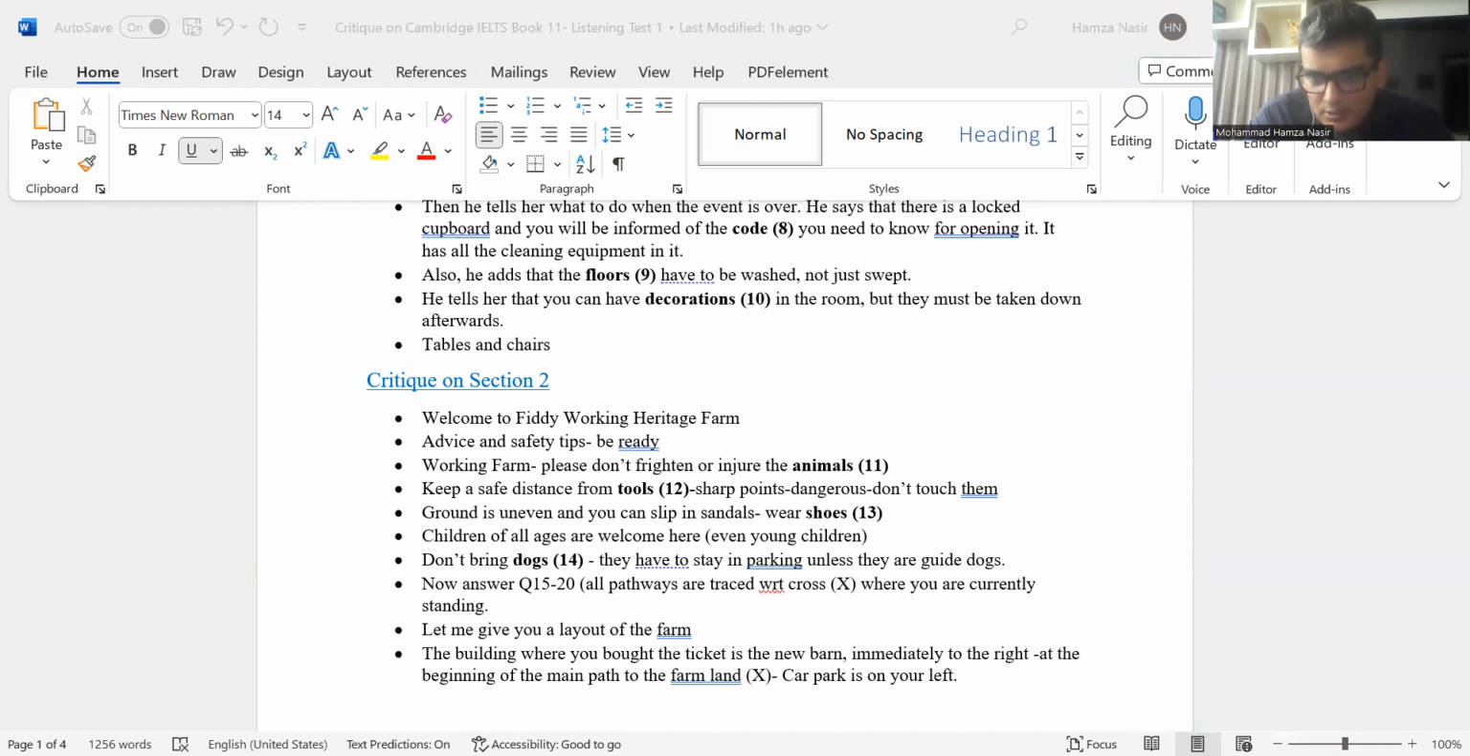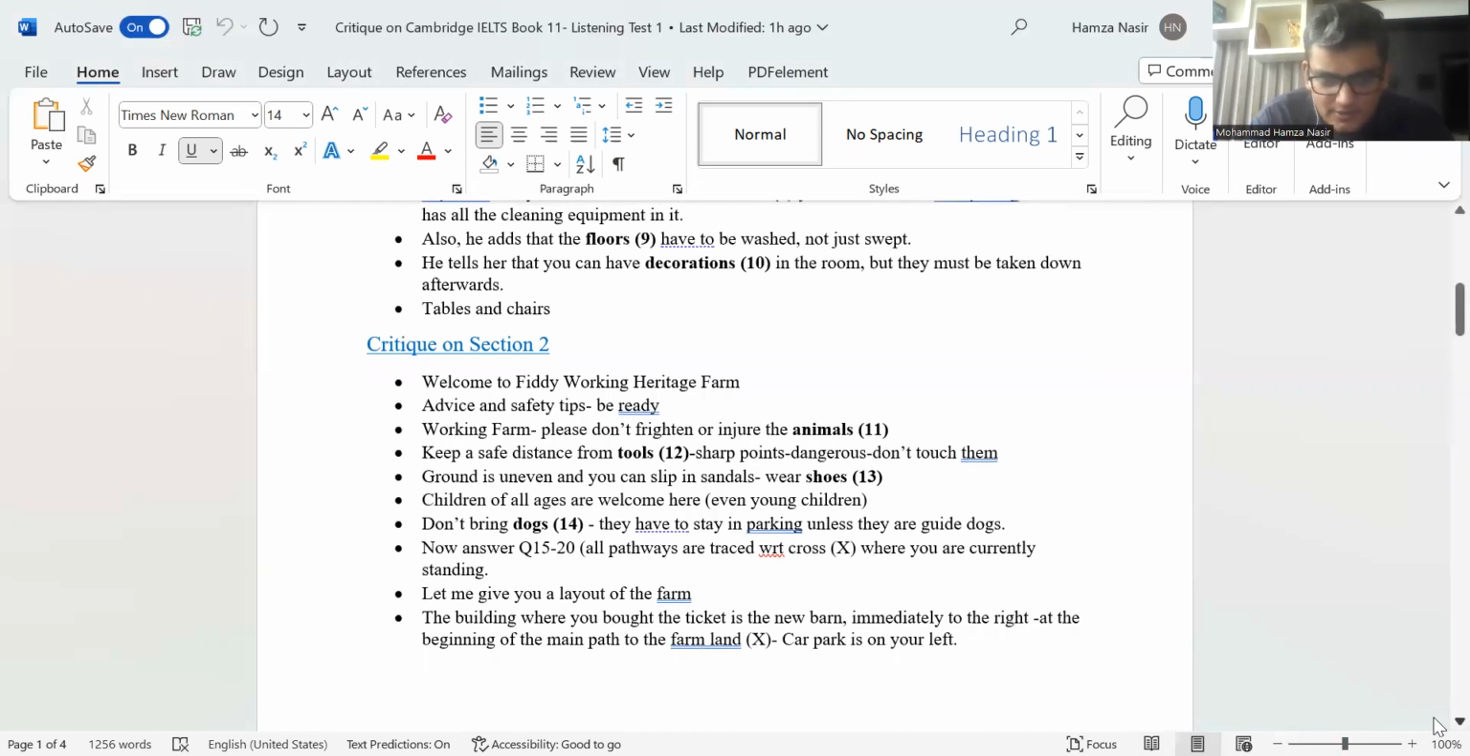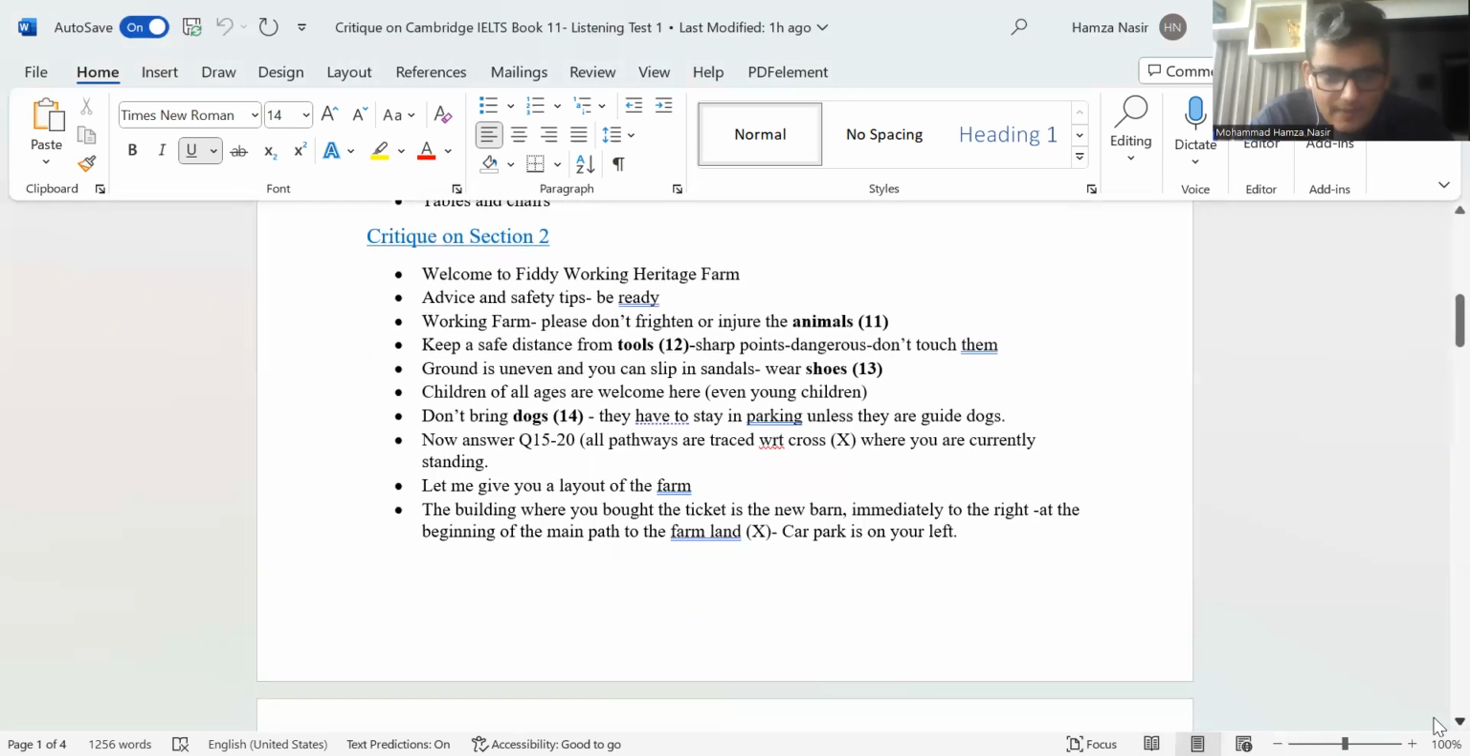But now we're just going to take a look at it and see how we are going to go about it. I'll keep alternating the screens so that we can look at the question paper too. This is obviously where there's some challenges in terms of the online methodology, but we'll try our best to do justice to this part of the section. Now, all pathways are traced with respect to cross X where you're currently starting. That's something I established when I was going through the question paper.